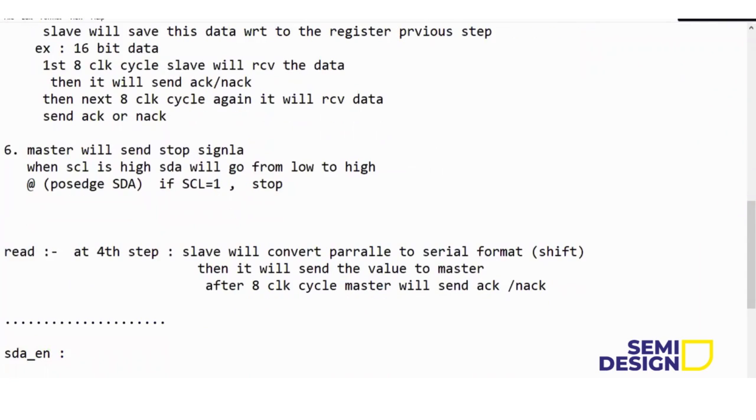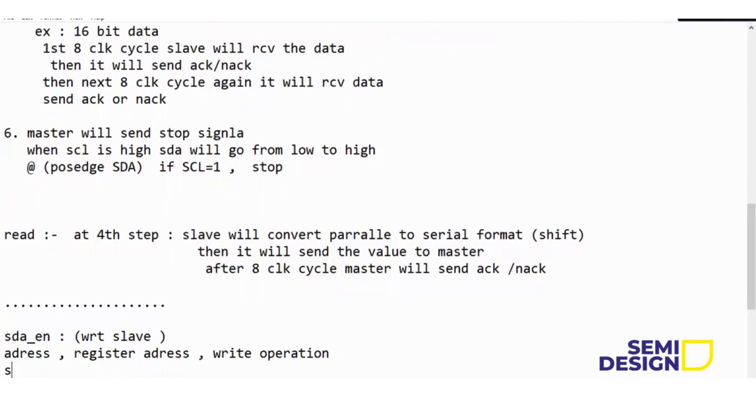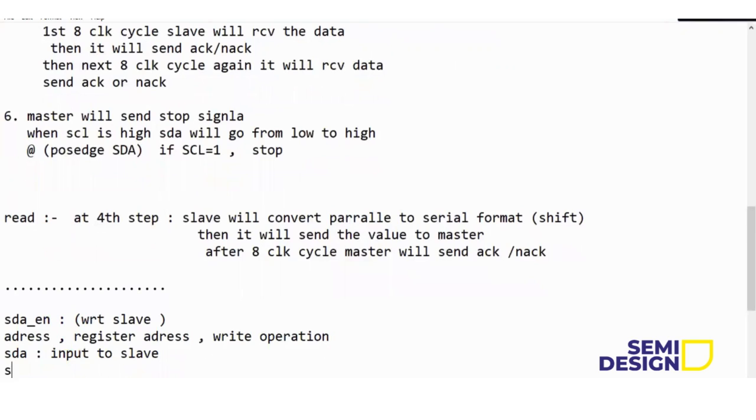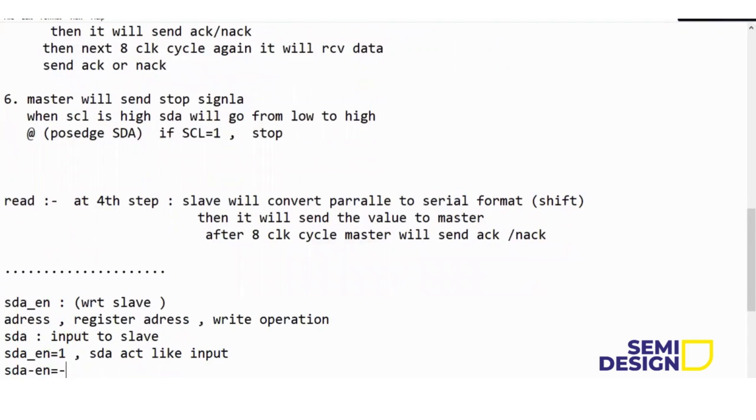Let's say the master is sending the address. With respect to the slave, I am explaining. During the address or register address write operation, this SDA is the input to the slave. So I can simply write: if this SDA enable equals 1, then SDA will act like input. And if this SDA enable equals 0, then SDA will act like output.